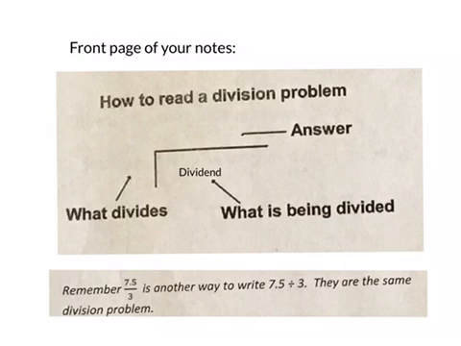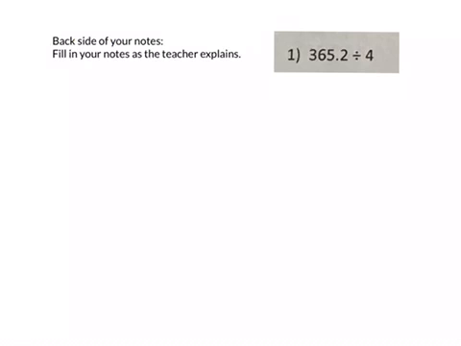What divides into the dividend is called the divisor. And then the answer to a division problem is going to be your quotient. So if you have not filled these in on the front page of your notes, go ahead and do so now. Remember that 7 5/10 over 3, written as a fraction, is another way to write 7 5/10 divided by 3. The fraction bar means division.